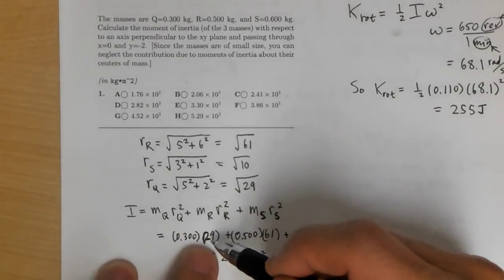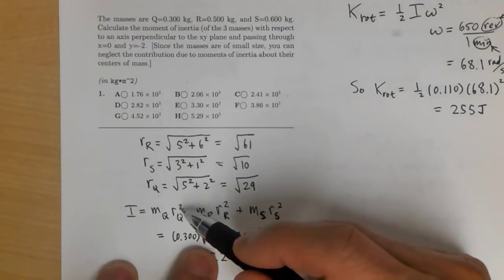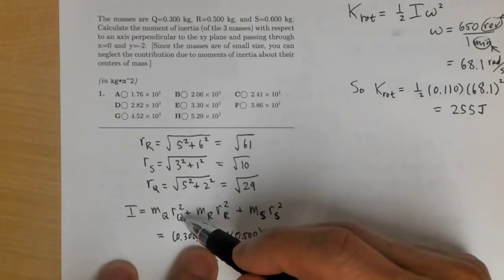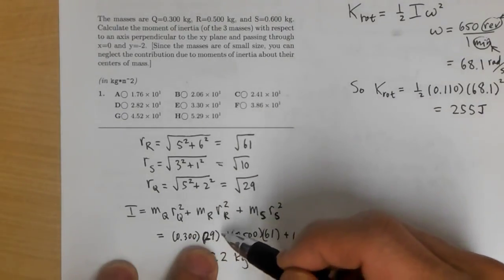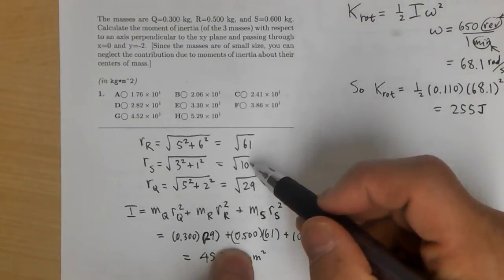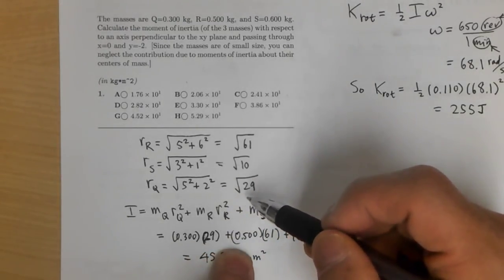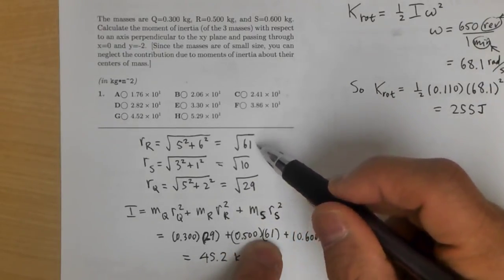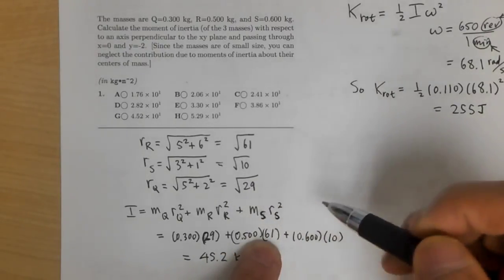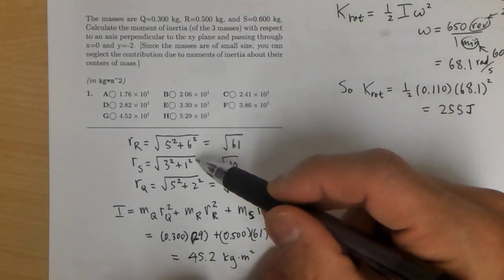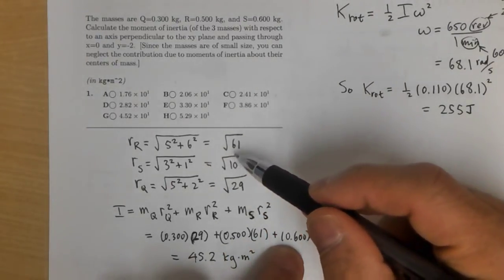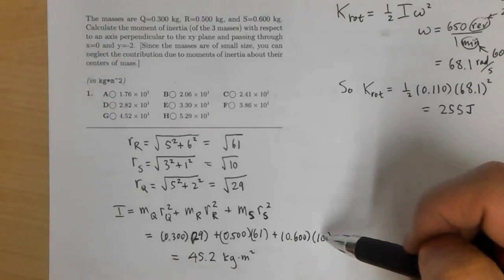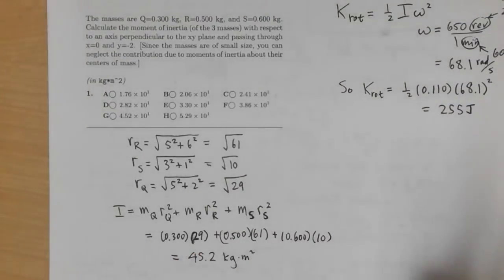0.3 for mq, square root of 29 for rq. So I will square that, get 29. For mr, I have 0.5. And for rr, I have the square root of 61. So squaring that gives me 61. ms, the mass is 0.6. And the rs is square root of 10. So squaring that gives me 10. Add these together, I get 45.2. And the units for moment of inertia is kilogram times meter squared.